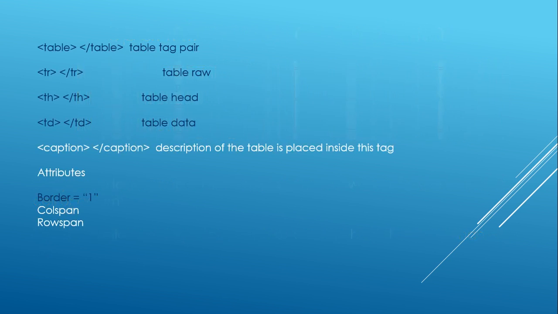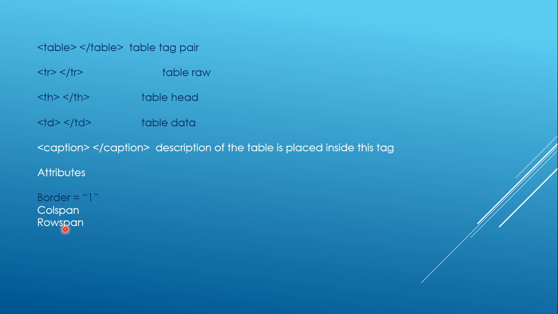So as I said, these are the tags that we're going to use to create a table with a column span and row span. We're going to use the table tag to start our table, and then we're going to use the caption, which is going to give the description inside the tag, and we're going to use the column span and the row span.